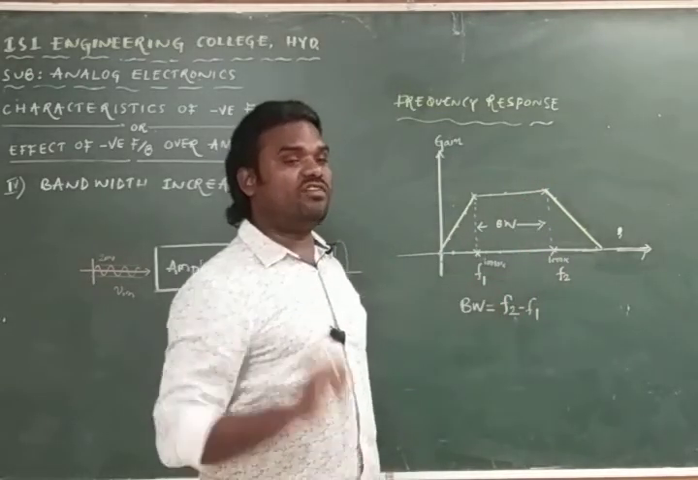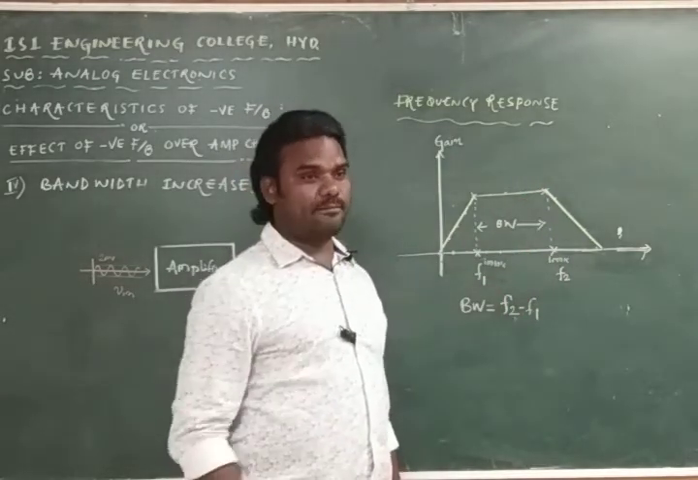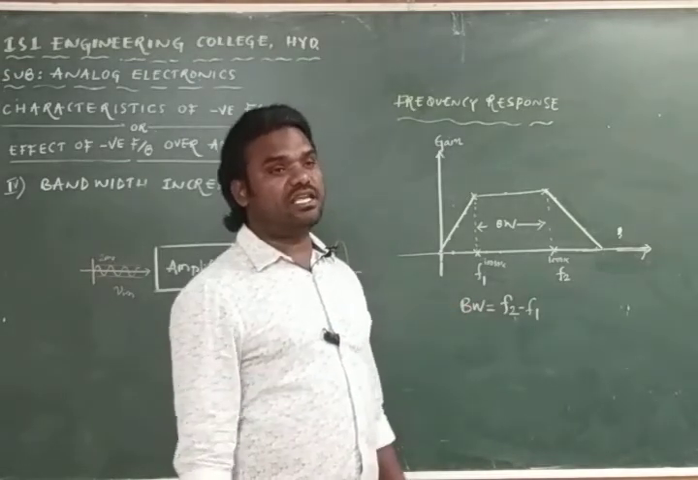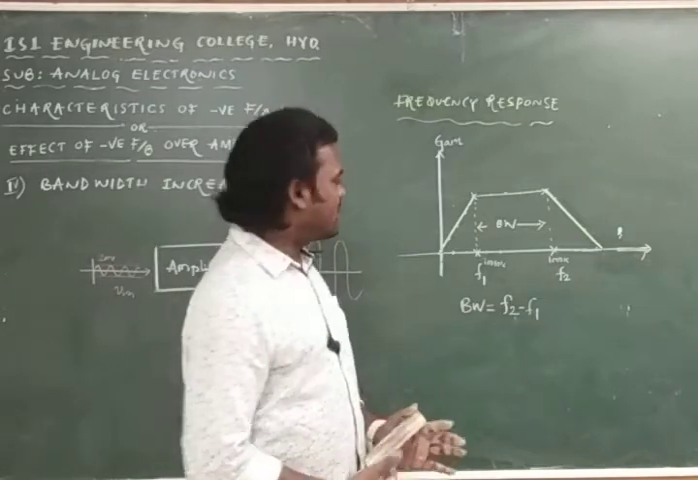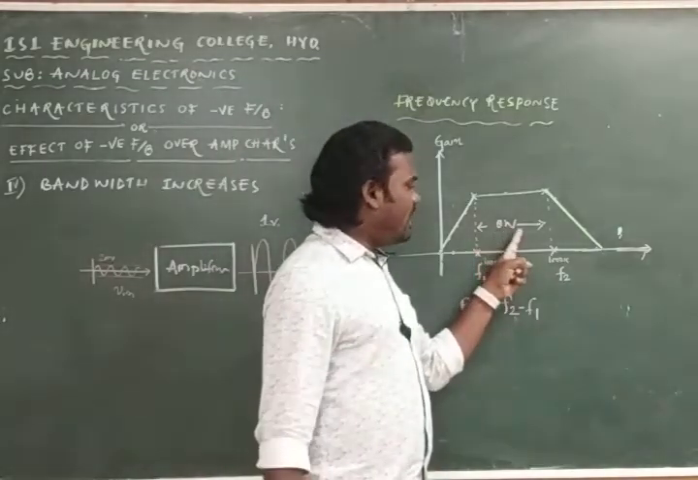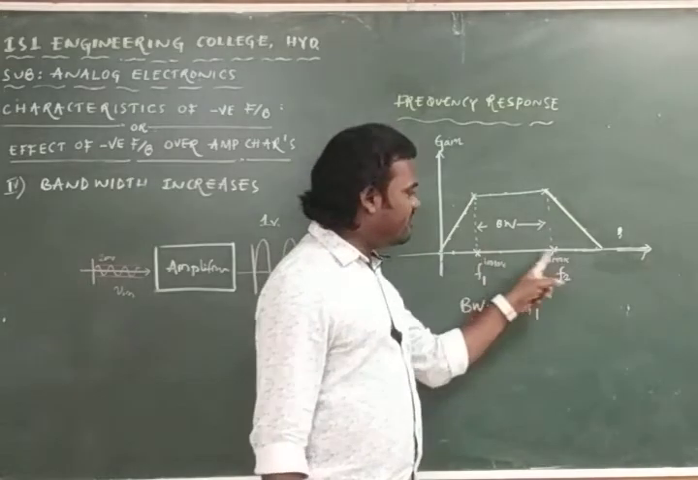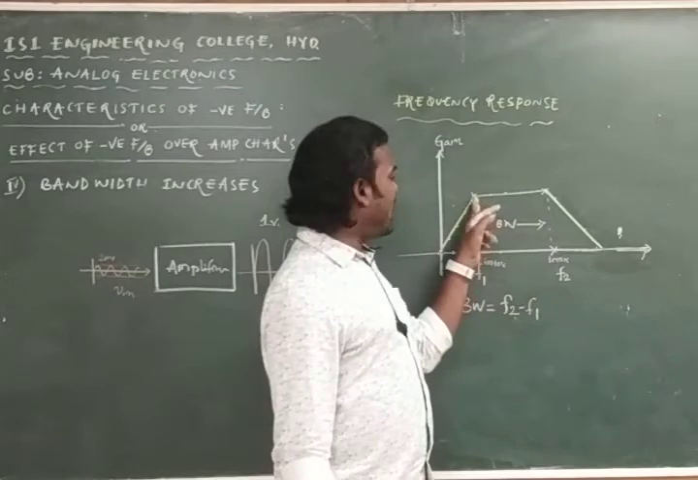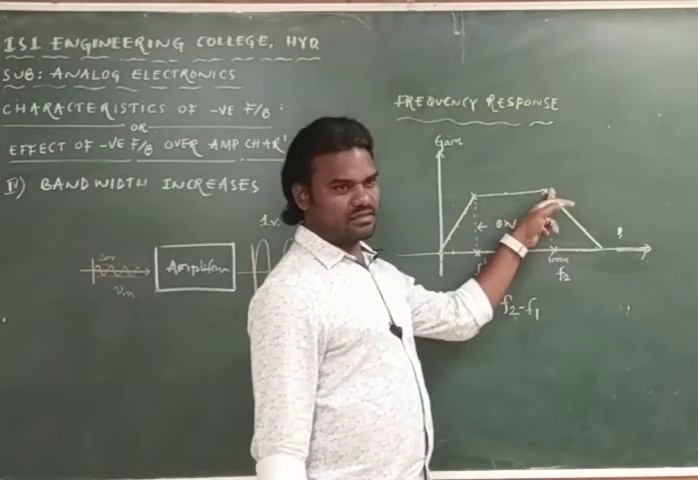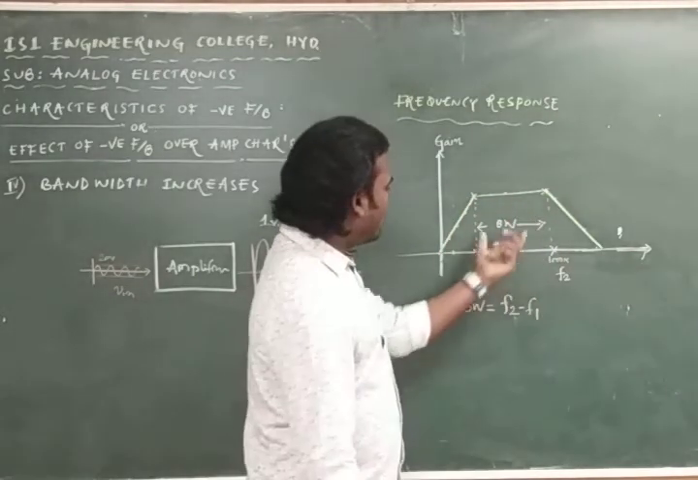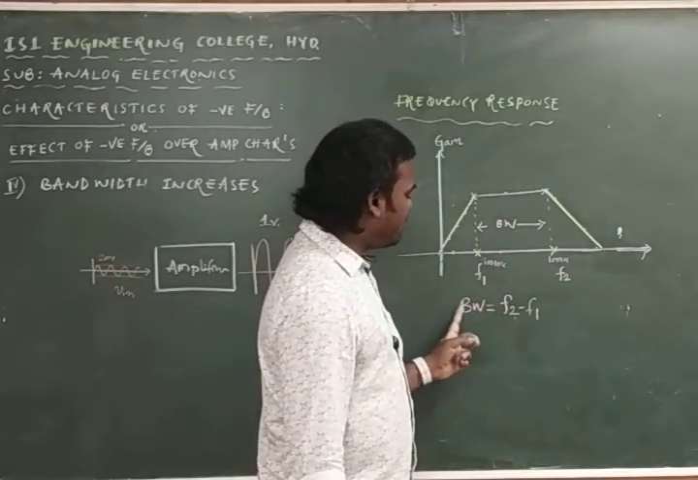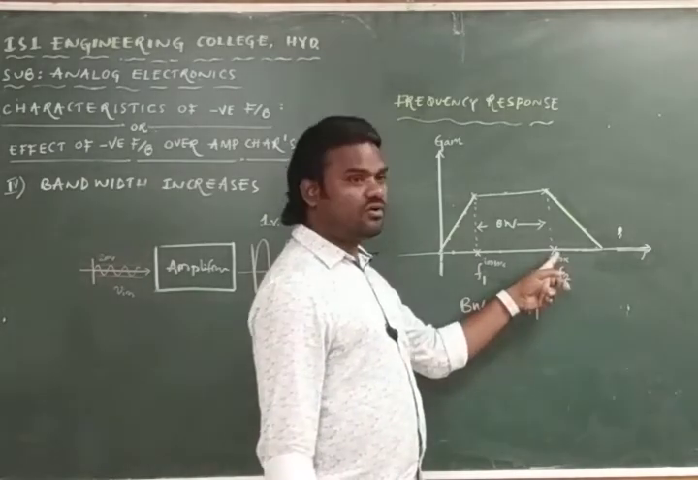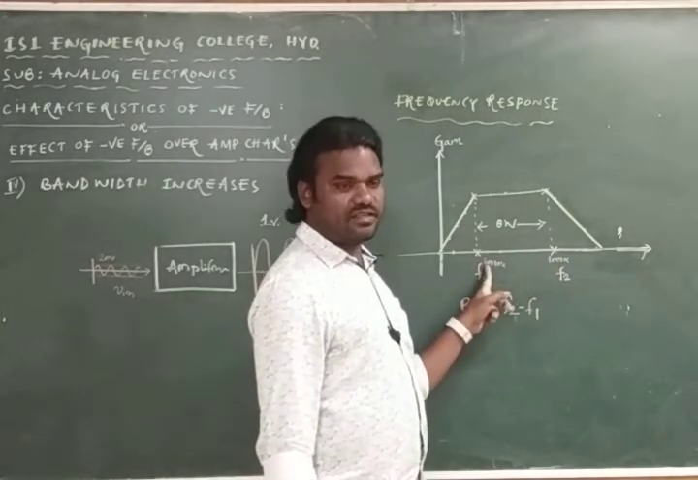According to the definition of bandwidth, gain must be constant, and in that range of frequency we define one particular thing, that is called bandwidth. Bandwidth is nothing but a range of frequencies in which gain is maximum and constant. Bandwidth BW is equal to F2 minus F1. This is F2, this is F1. Is this clear? Yes, sir.